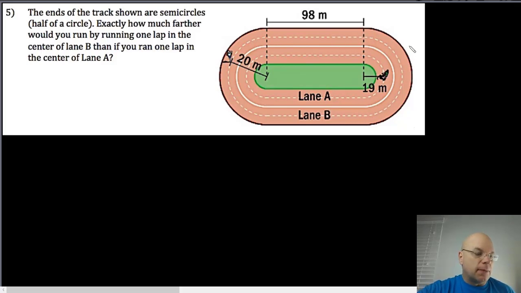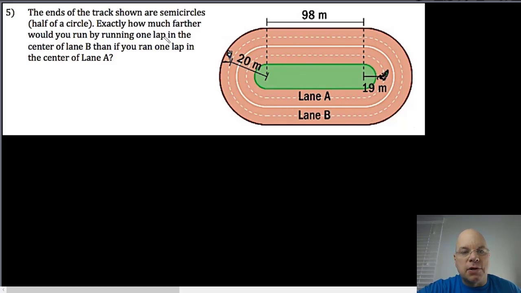In order to solve this problem, there's something you can do with your paper. If you fold your paper along this circular portion and along this circular portion, you can actually put the paper together and see that the two semicircular portions make a full circle. I hope you can see that on the camera. So the distance run in this straight section of the track is the same for both runners.